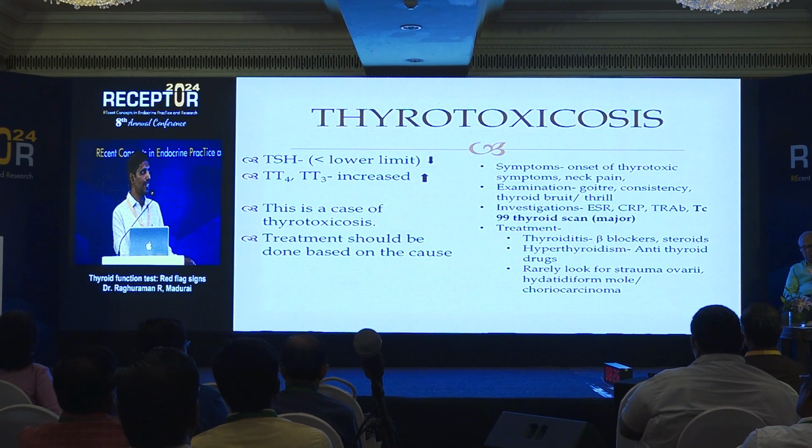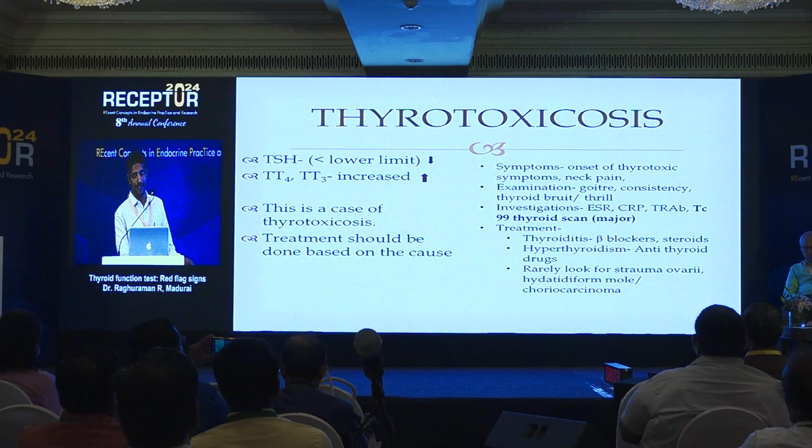As you know, thyroiditis will be treated with beta blockers and steroids if needed. Hyperthyroidism will be treated with antithyroid drugs. This rare presentation of low TSH with high T3 and T4 may be present even in struma ovarii and trophoblastic tumors or choriocarcinoma. So ask for those symptoms like abdominal pain, abdominal mass, or amenorrhea.